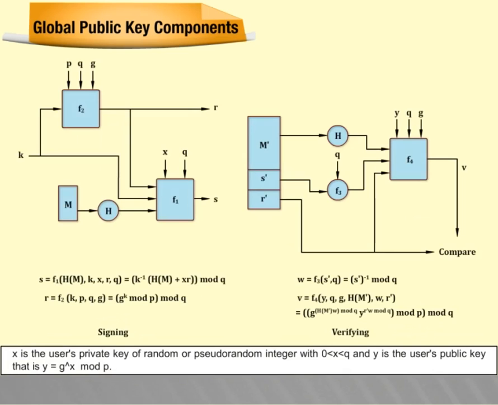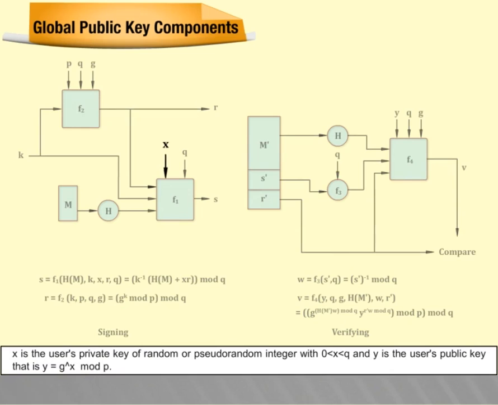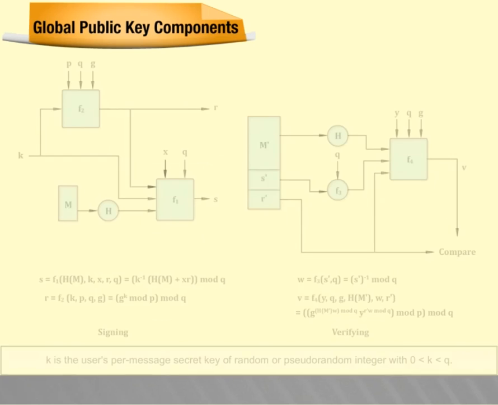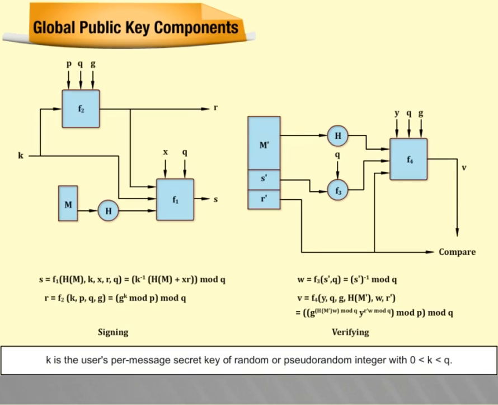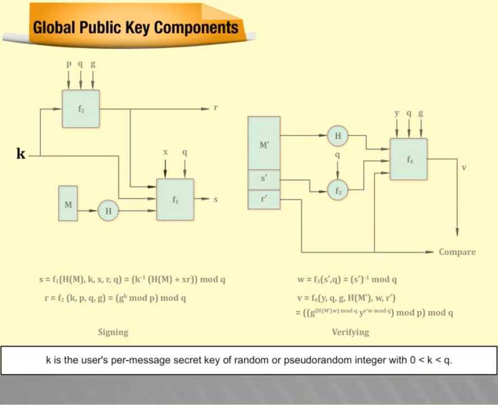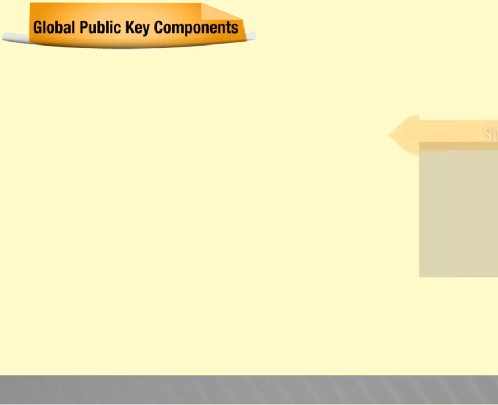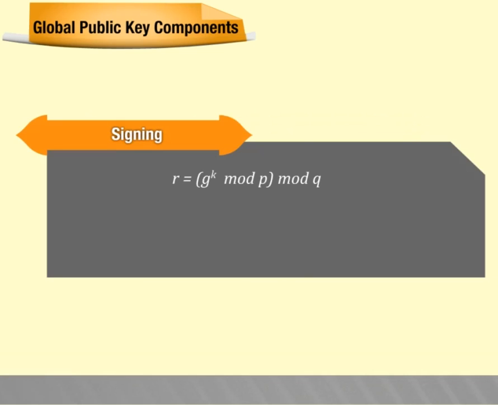x is a user's private key, a random or pseudo-random integer with 0 < x < q, and y is the user's public key, that is, y = g^x mod p. k is the user's per-message secret key, a random or pseudo-random integer with 0 < k < q. Signing: r = (g^k mod p) mod q. s = [k^(-1)(H(M) + xr)] mod q.